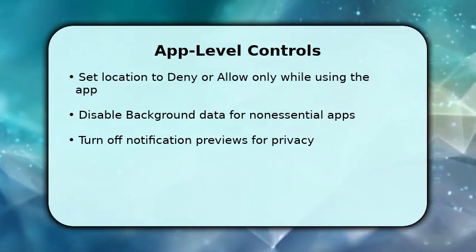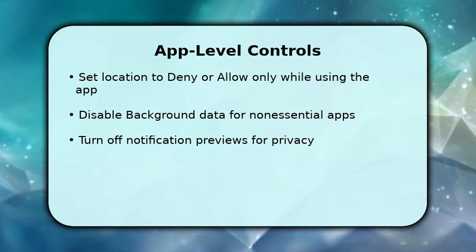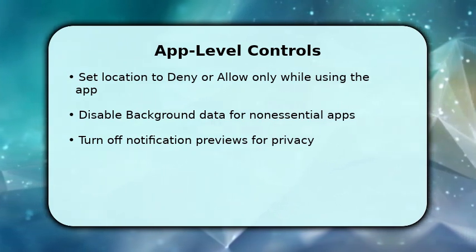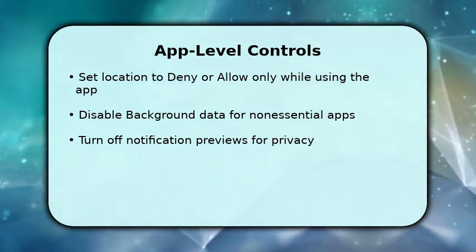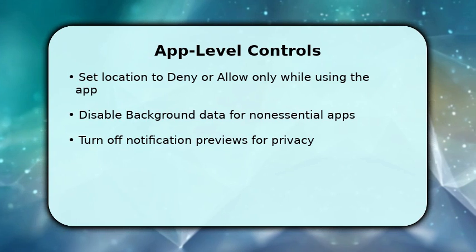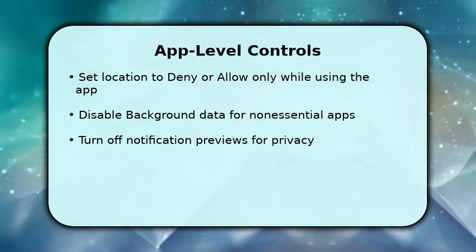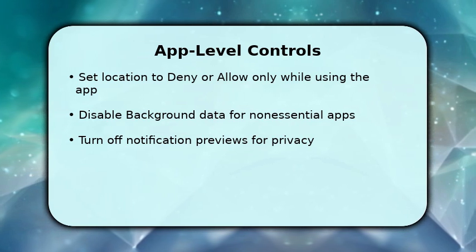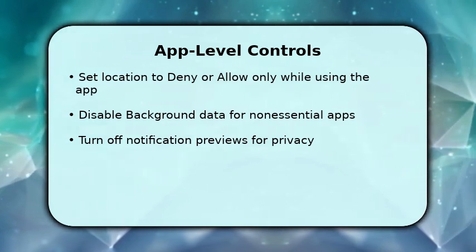Then, go to mobile data and Wi-Fi and block background data for apps that don't need it. That stops silent uploads. Also, disable notification previews so sensitive info isn't leaked. These steps reduce telemetry and battery drain. If an app misbehaves, re-enable one permission at a time.